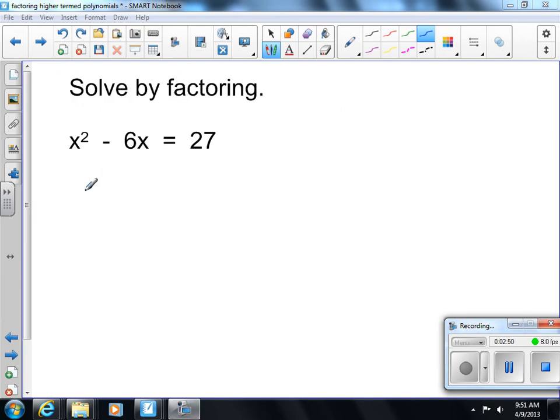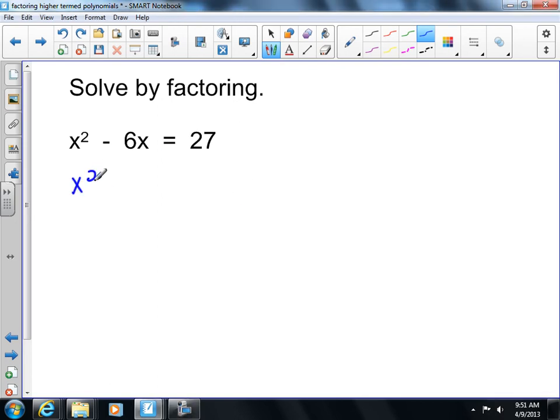All right, so let's take a look at this example. Now you notice, is it set equal to 0? It is not. So let's do so. We'll have x squared minus 6x. What do I do to move the 27 over? Subtract 27. Good job. It will be equal to 0. Okay, now I'm ready to do my factoring.